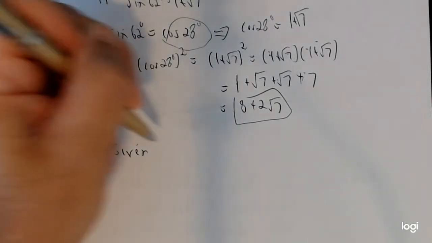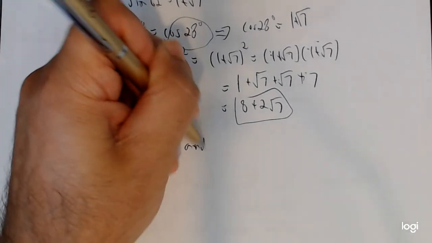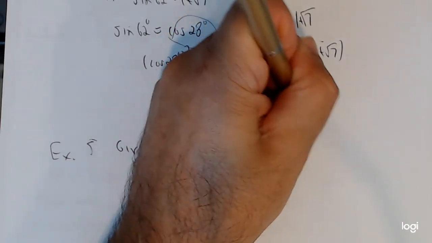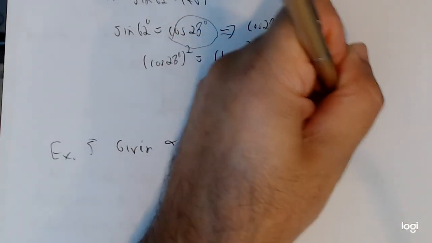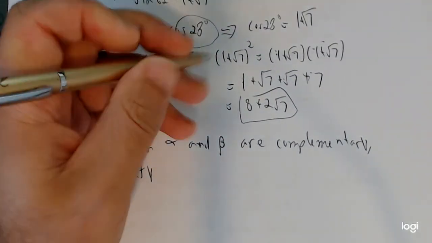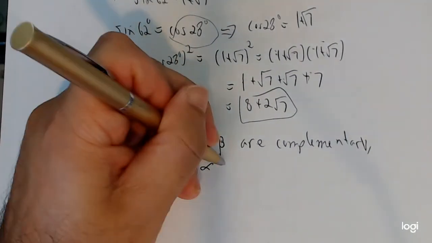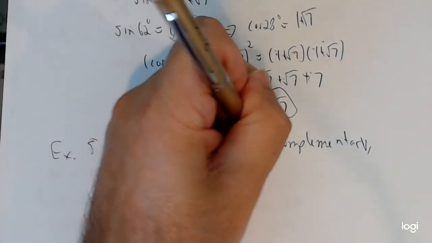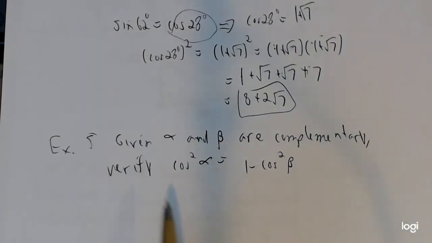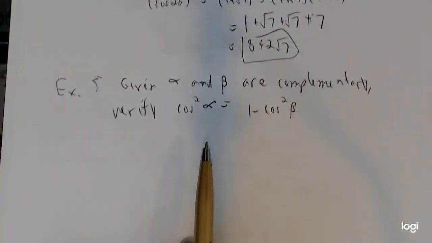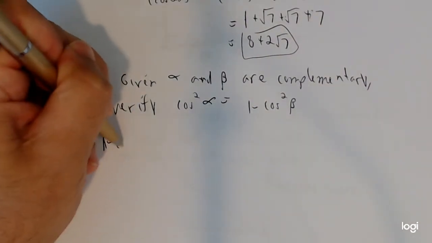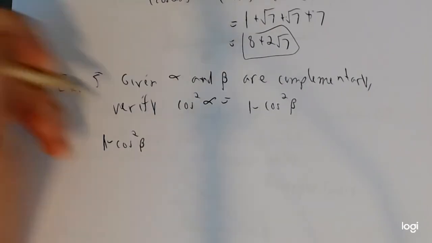Given alpha and beta are complementary, verify cosine squared alpha is equal to 1 minus cosine squared beta. Okay, so now this is one of those verify problems. Remember where we're trying to prove this? So we start with the more complicated side, which is 1 minus cosine squared beta.